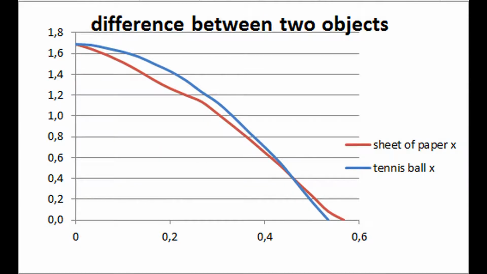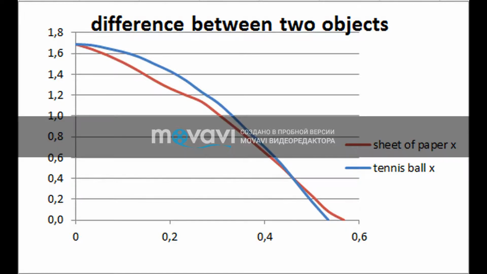Further, I compared the paper object with the tennis ball using Microsoft Excel's chart. This chart shows how the air resistance force acts on the falling object. Also, everybody can see that the object's mass plays an important role.